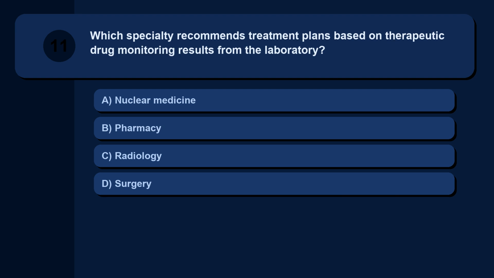Question 11. Which specialty recommends treatment plans based on therapeutic drug monitoring results from the laboratory? Nuclear medicine, pharmacy, radiology, surgery. Pharmacists use therapeutic drug monitoring results from the laboratory to adjust medication dosages and recommend treatment plans for optimal efficacy and safety.